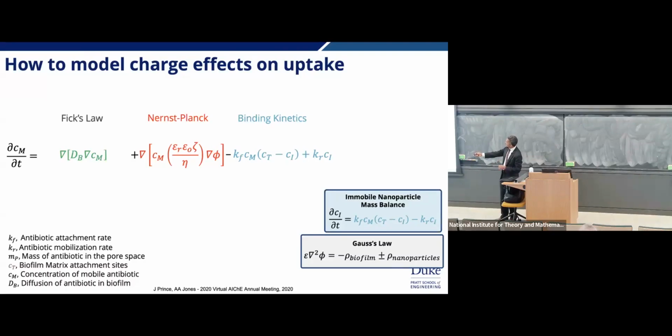So we took the diffusion equation, so dC/dt is equal to the diffusivity times the change in concentration, right? Then we added on the Nernst-Planck equation and asked, okay, how does charge impact mobility of a species based on both its permittivity in free space, the zeta potential of that particle, and the electric field that the surrounding media is going to produce? And we also added in binding kinetics.